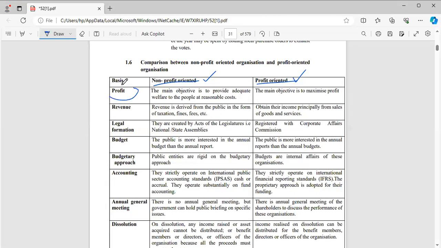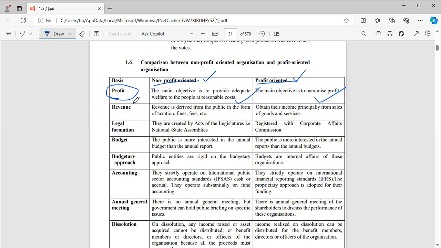We're going to compare them first on the basis of profits. Under non-profit-oriented organizations, the main objective is to provide adequate welfare to the people at a reasonable cost. They are not meant to make profits. But under profit-oriented, their main objective is to maximize profits. Theirs is just to provide the goods and services at a very reasonable cost that the public, even the poor, can get. But in the private sector, or in profit-oriented, sometimes it's only the rich that can afford it.